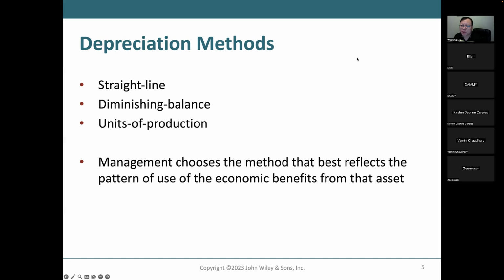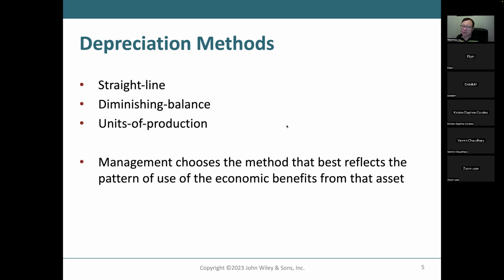So to calculate depreciation, there are different methods, right? We have learned about straight line depreciation. Using this method, the amount of depreciation expenses are the same across all the years of the useful life. Diminishing balance. Under this method, you have higher depreciation expenses in the earlier years.